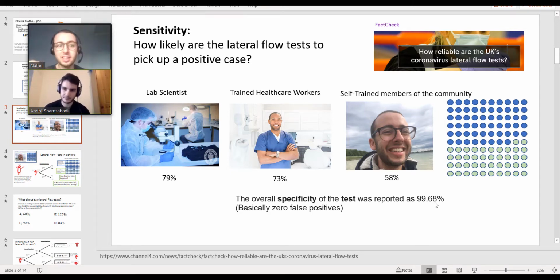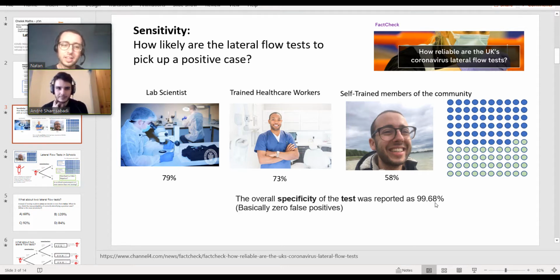Exactly. But the key thing that we're saying here is that if there's 100 people all with COVID and they're swabbed by me or by themselves, just random members of the community, 58% should mean it picks up 58 out of the 100 on average. Yeah, on average, in a big enough sample size. Okay, so far, so good.